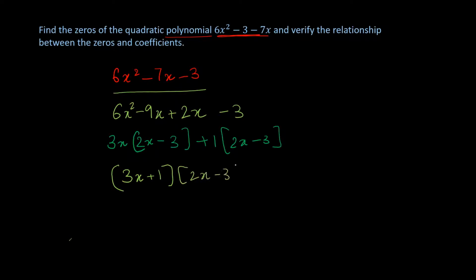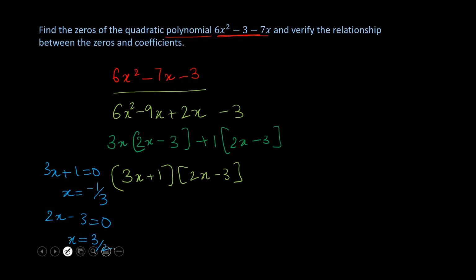2x minus 3. So my two factors are going to be 3x plus 1 is 0, so x will be minus 1 by 3 in this case. And now let's do the same with this. Say 2x minus 3 is 0, so I'm going to get 2x as 3, and x is 3 by 2.